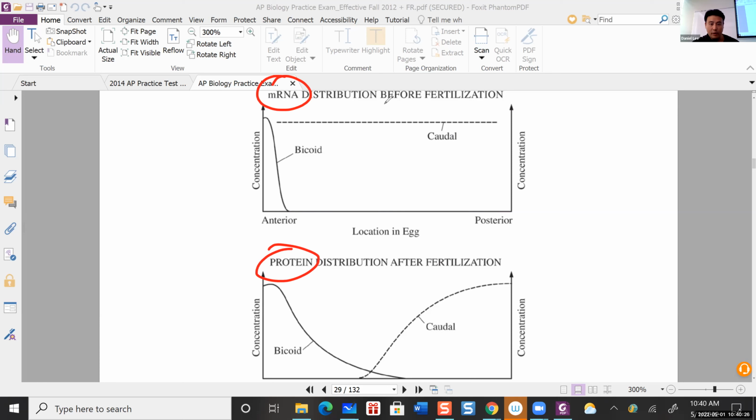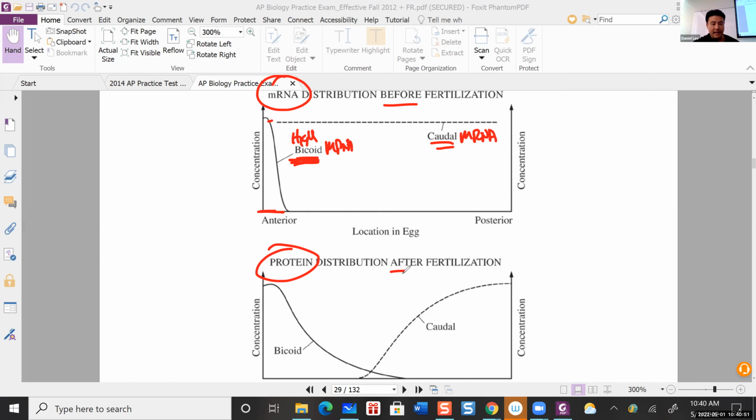So before fertilization, your caudal mRNA is constant in the egg. And the bicoid is high near the head. So my assumption is that bicoid is required for head development. You need this mRNA to develop the head. And caudal, we don't care.